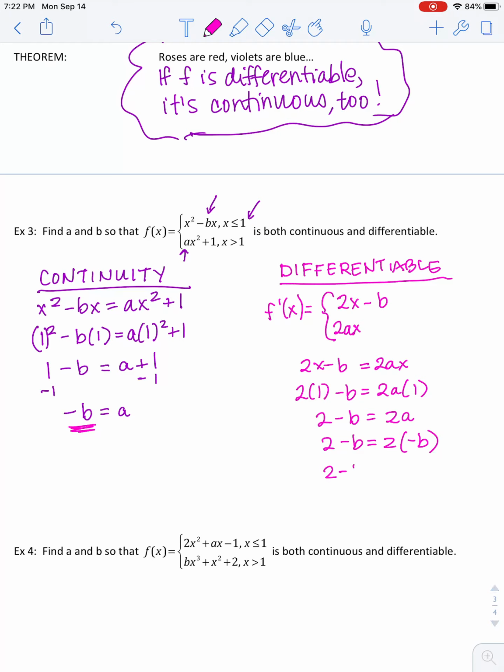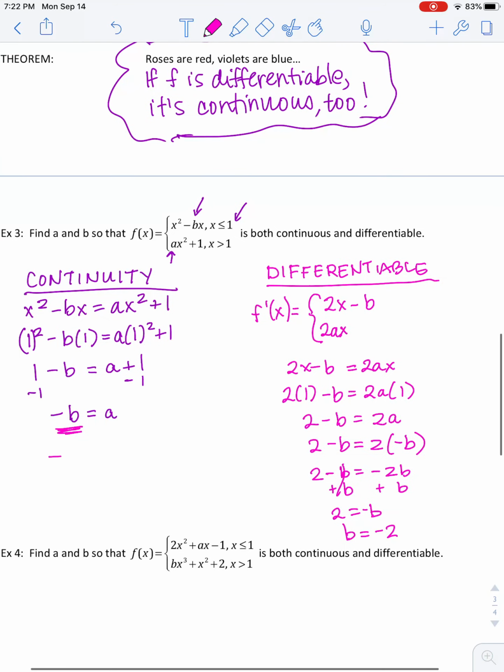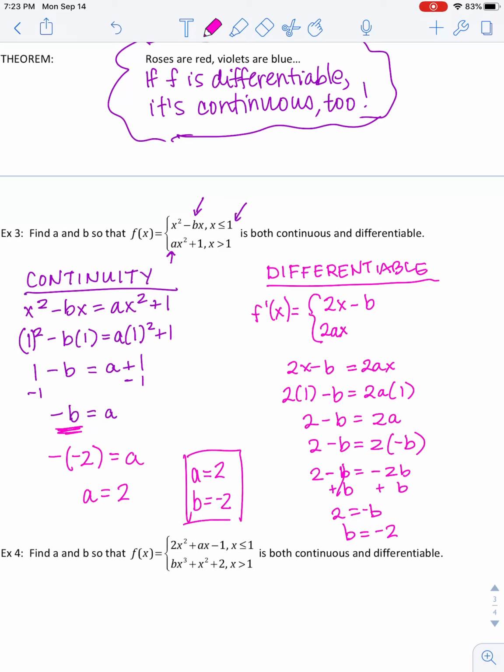So I'm going to write 2 minus b equals negative 2b. So why don't we add b to both sides? 2 equals b. Nope, 2 equals negative b, which means positive b equals negative 2. And then I'm going to go back and sub this in over here. So the opposite of negative 2 is going to equal a. So a is positive 2. And you can try example 4 on your own.